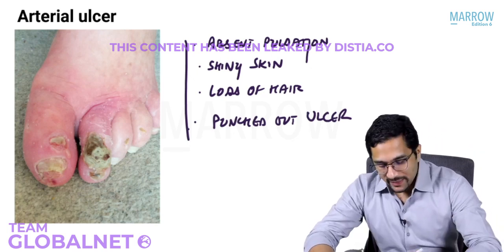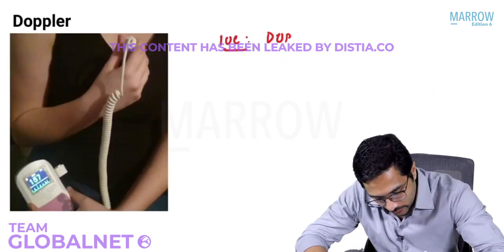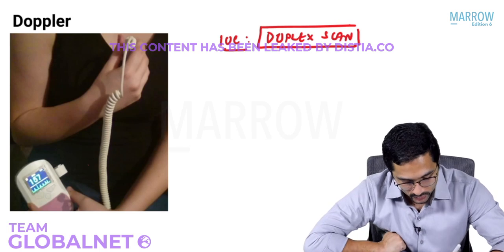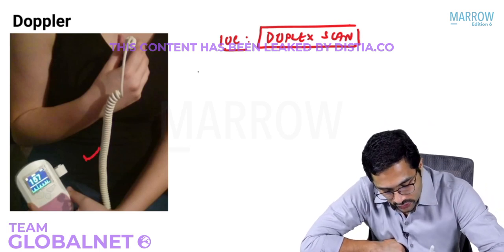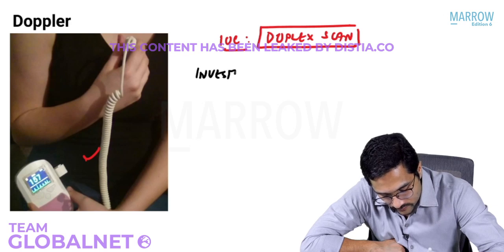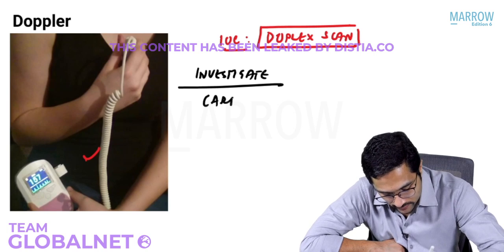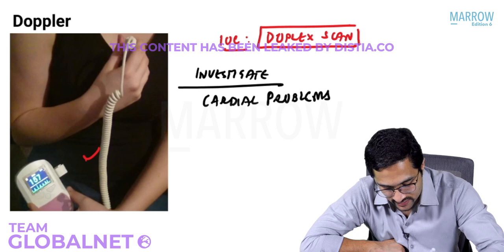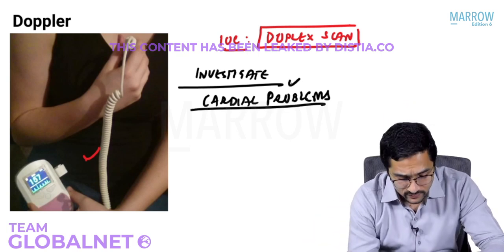Now again, in these patients, the investigation of choice is a duplex scan or a Doppler scan. This is what a handheld Doppler machine looks like. Also, we should investigate the patient for cardiac problems, as cardiac problems can coexist with peripheral arterial disease as well.